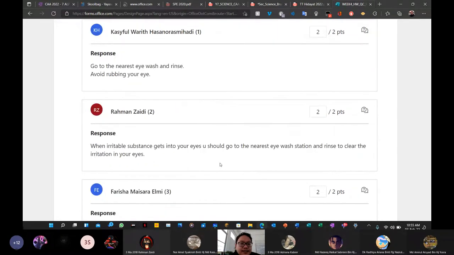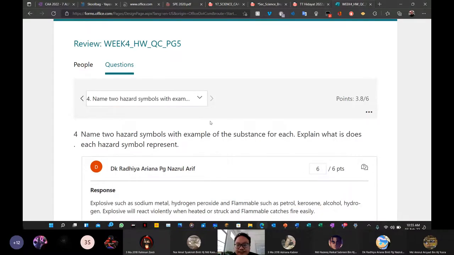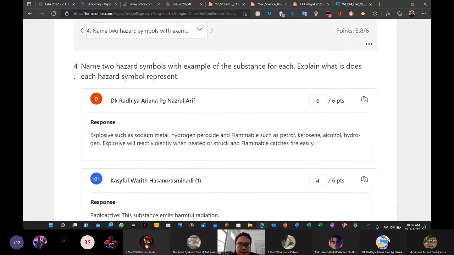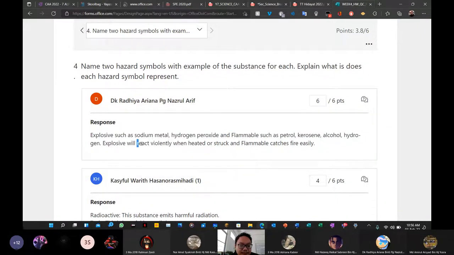All right, and the last question: name the hazard symbol and explain what happened. So if you write down, for example, explosive, the example is sodium metal or any of these, and you explain the definition, like this one, explosive, red balloon, then you get full 3 marks for each part.